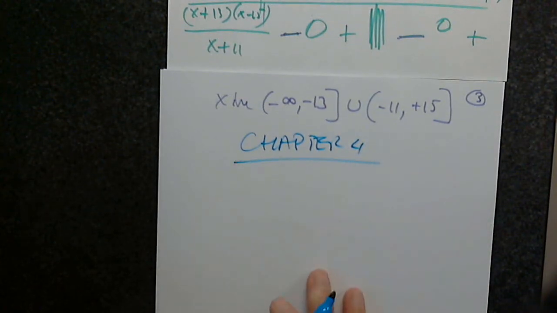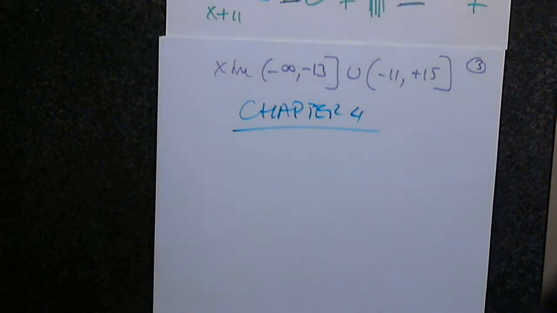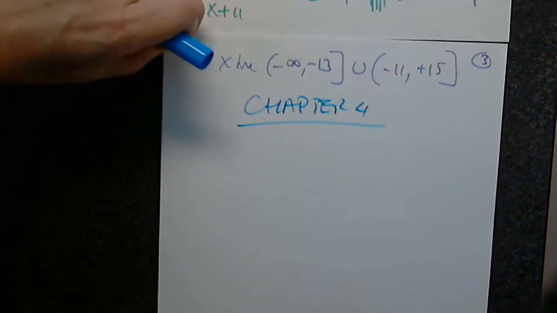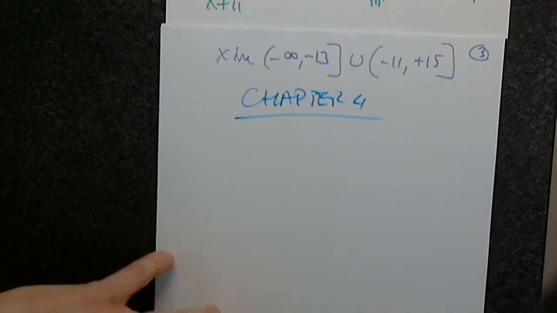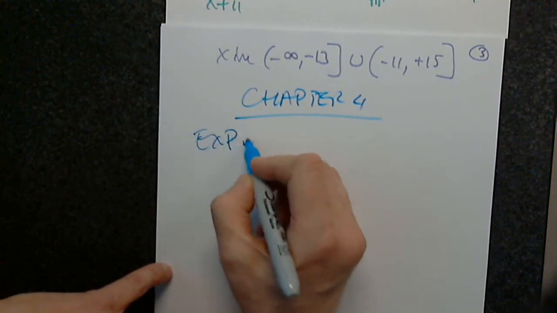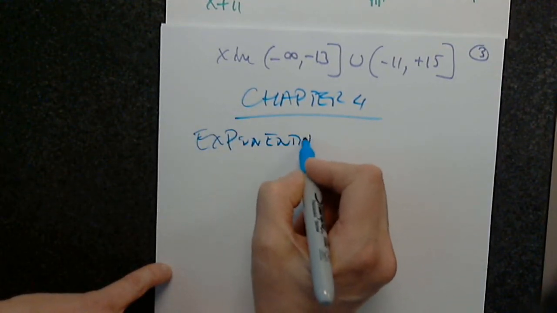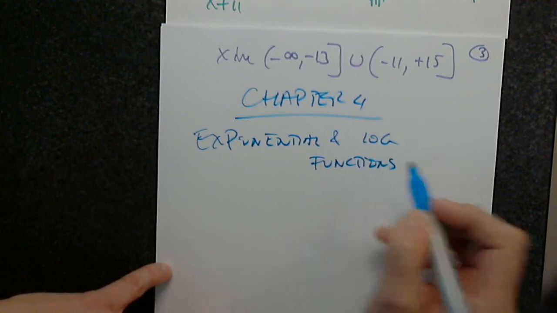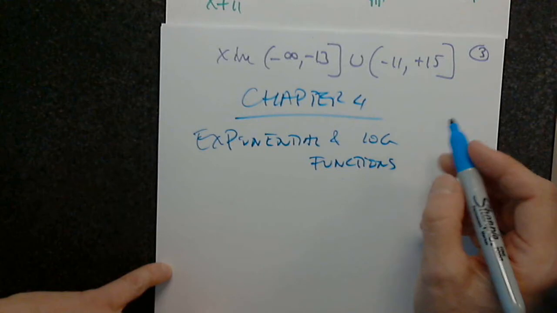Okay. So let's start chapter 4. Chapter 4 is not going to be on this test. It's going to be on test 3 at the very end. We still have 4 and 5 and 6 and 8 and a lot of work still ahead of us. Chapter 4, as I promised, deals with the last two functions, exponential and log functions. Log is the abbreviation of logarithmic.